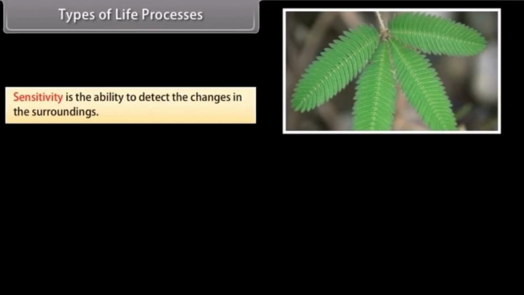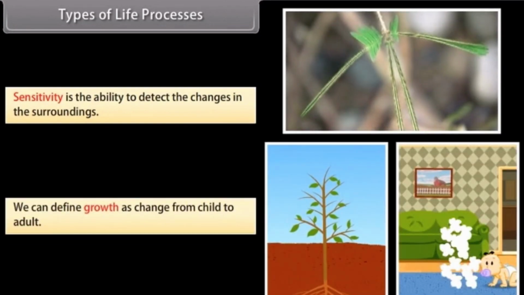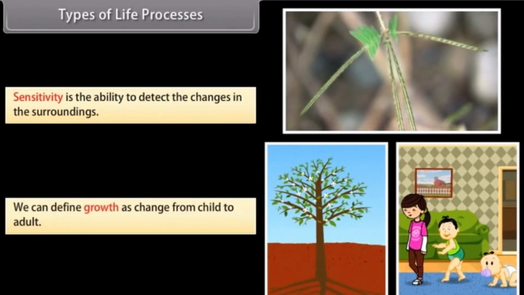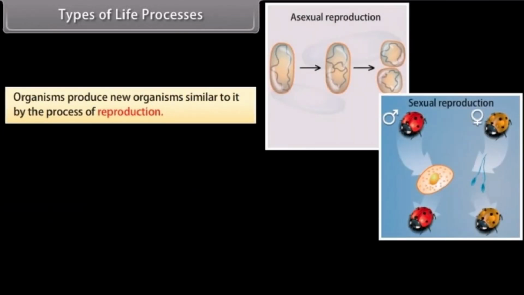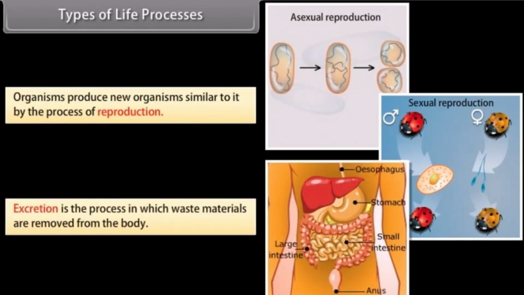Sensitivity is the ability to detect changes in the surroundings. We can define growth as change from child to adult. Organisms produce new organisms similar to themselves by the process of reproduction. Excretion is the process in which waste materials are removed from the body.